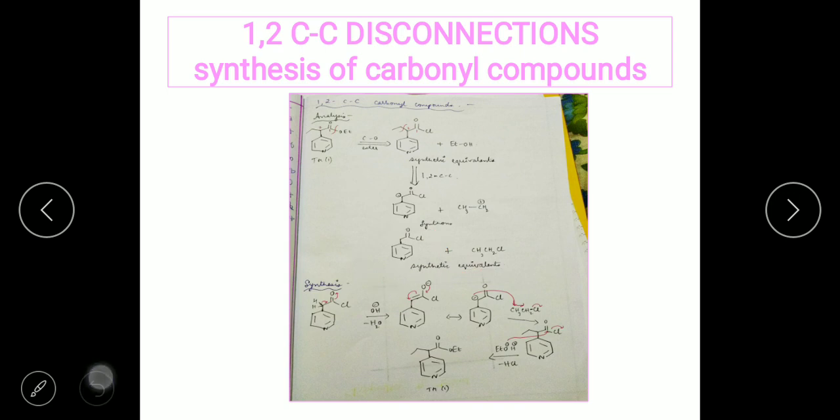Now coming to the synthesis. As usual, the first step is always the deprotonation. Otherwise, without deprotonation, you cannot make this group react with the alkyl halide. The hydrogens on the alpha carbon are always acidic because there is a ketone group. Whenever there is a ketone group, the hydrogens on the alpha carbon will always be acidic. We know that, so it can be easily deprotonated using a base, that is OH minus.